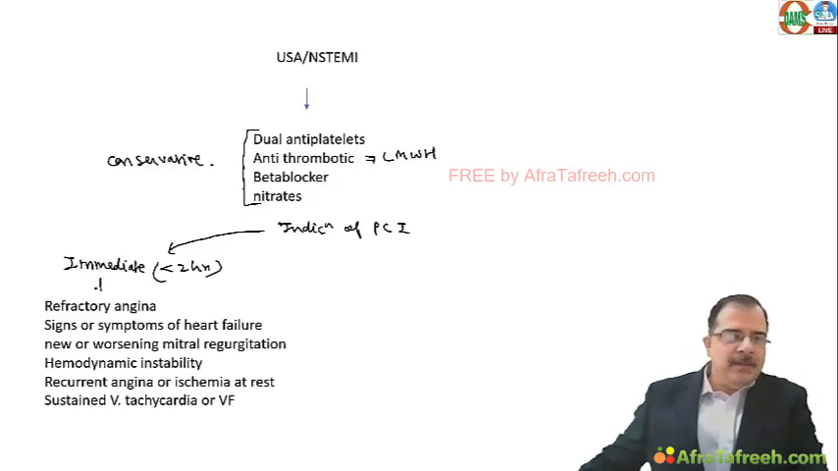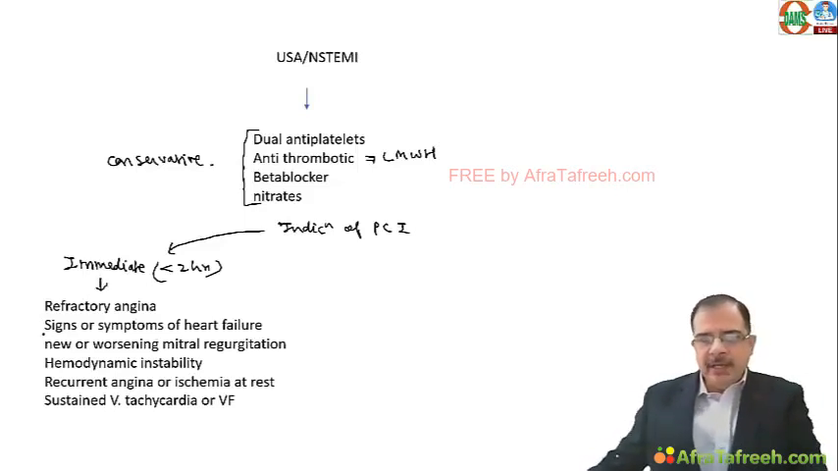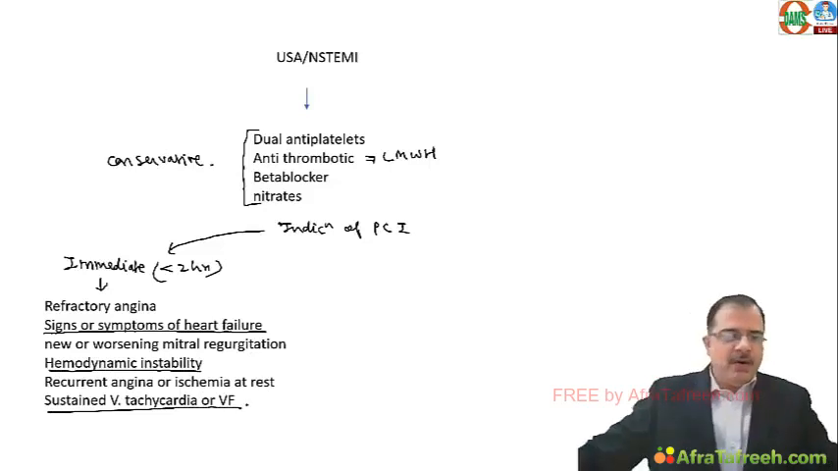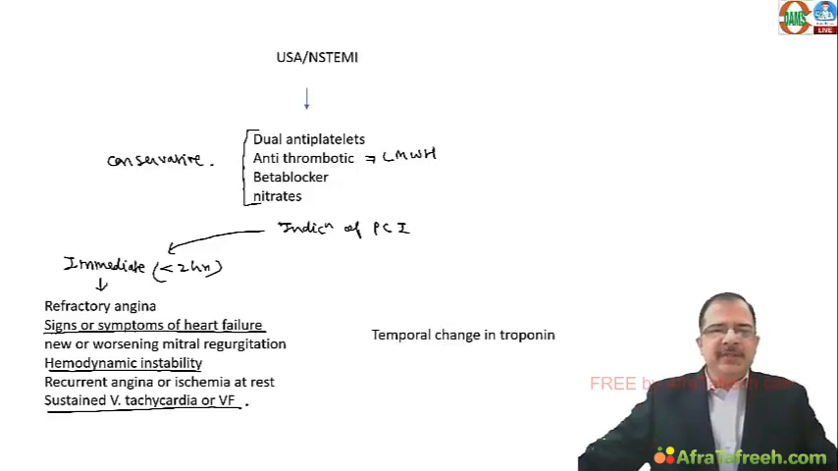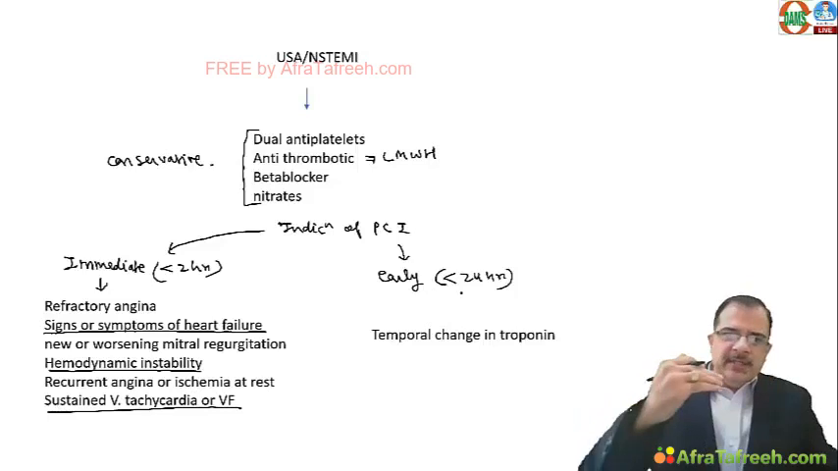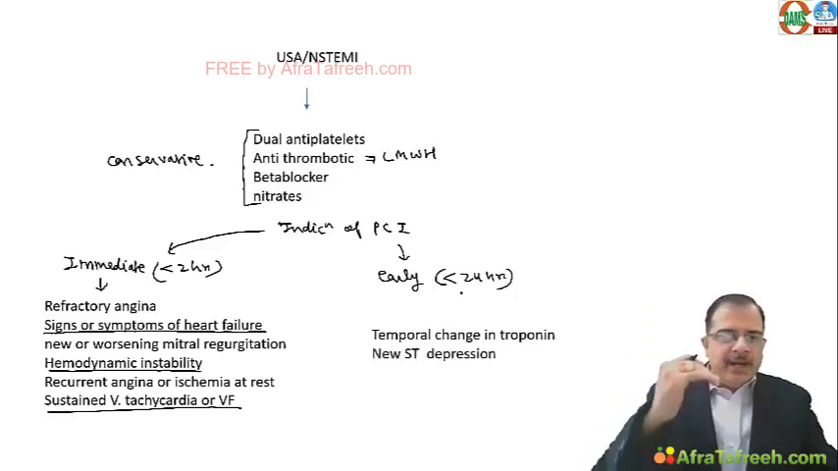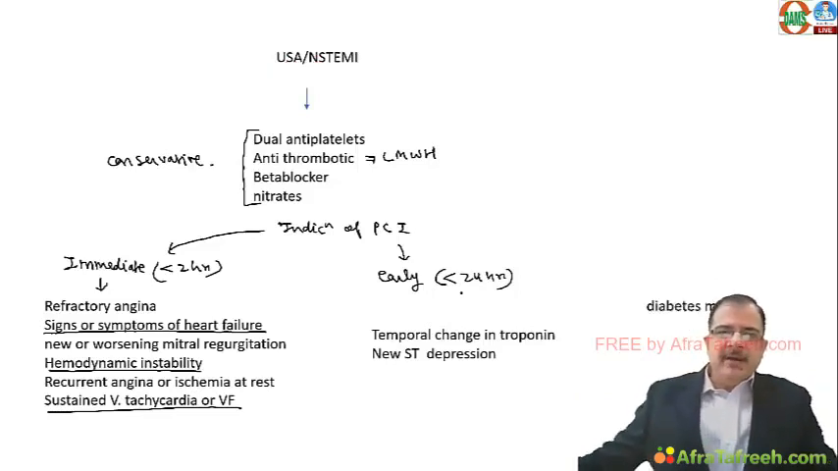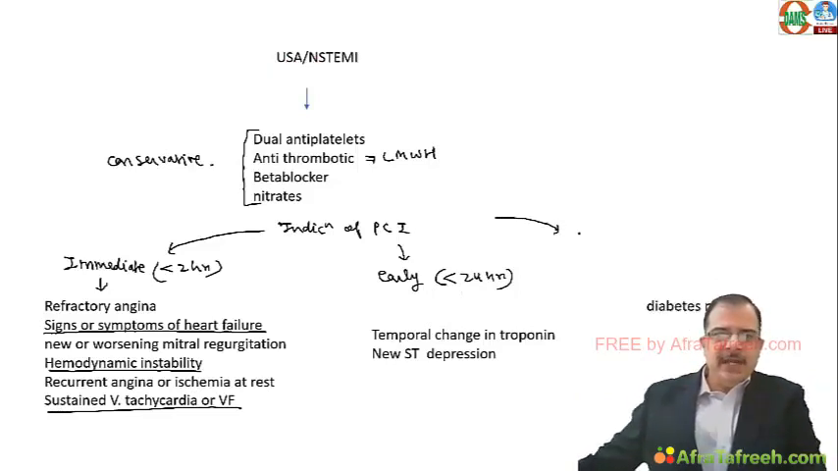And out of these, the most important that you should know are heart failure development, the patient being hemodynamically unstable, and sustained VTAC or ventricular fibrillation. These are the 3 important indications for immediate PCI. While the indications of early PCI, meaning within 24 hours: if there is a rising troponin or a new ST depression, then we will go for an early PCI, while we will go for a delayed PCI.